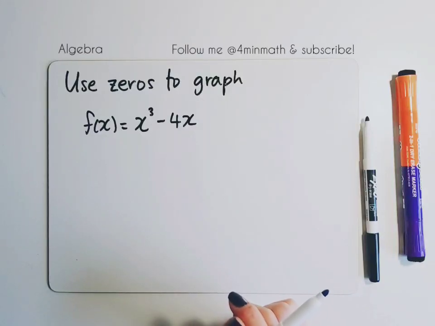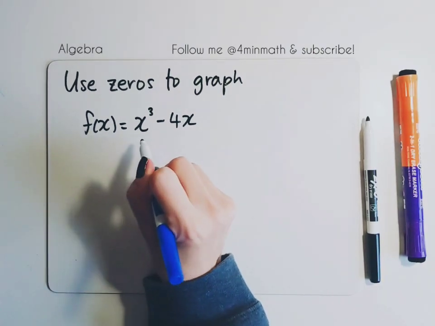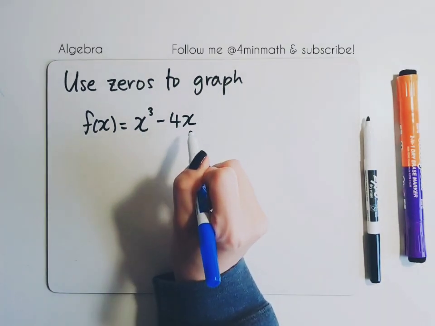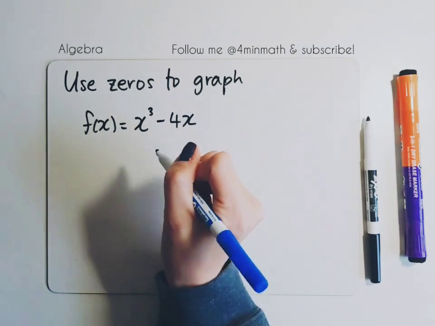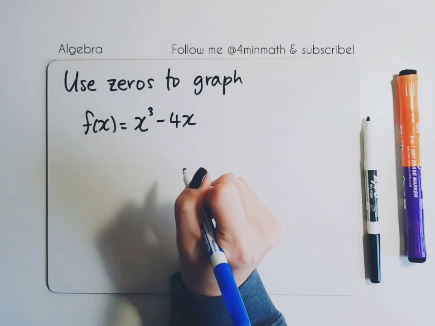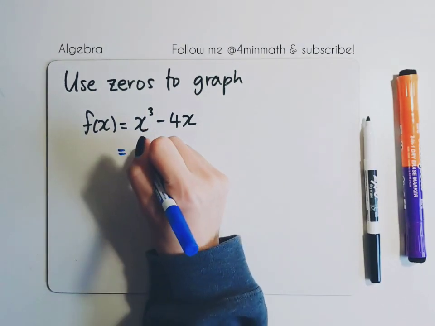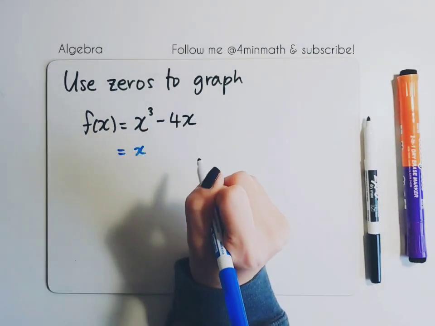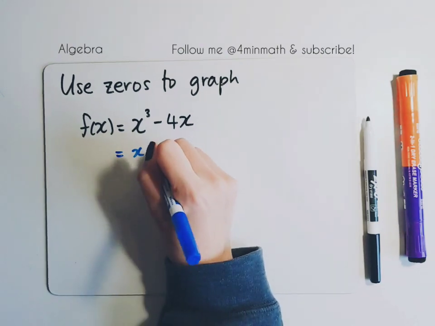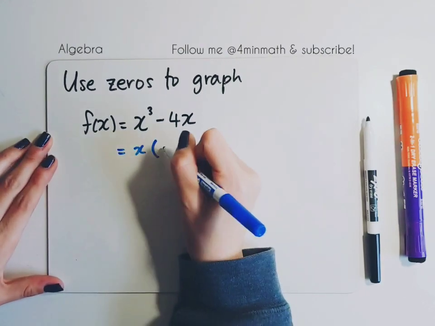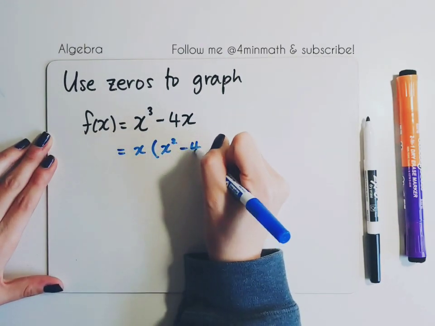In this question, you're going to use the zeros to graph a cubic function. And notice this function f of x equals x cubed minus 4x is factorable. So we're going to write the function in intercept form so that it looks something like this. We're going to take out the x, and what's left inside is x squared minus 4.